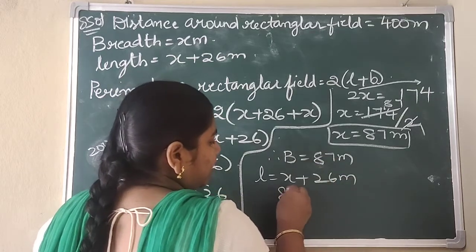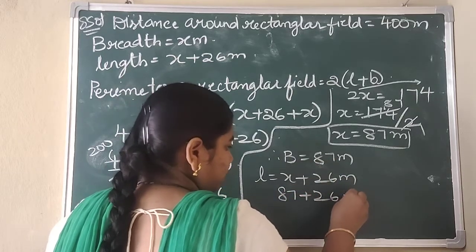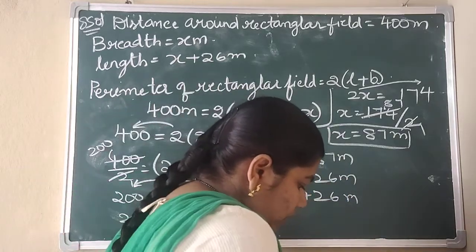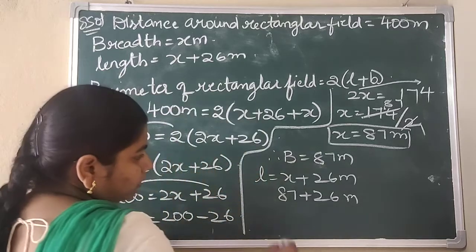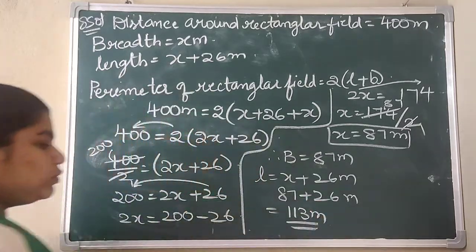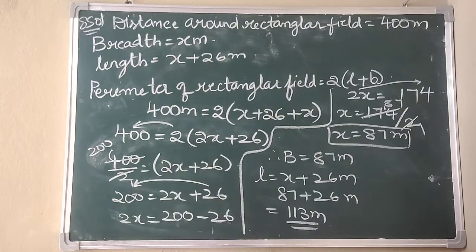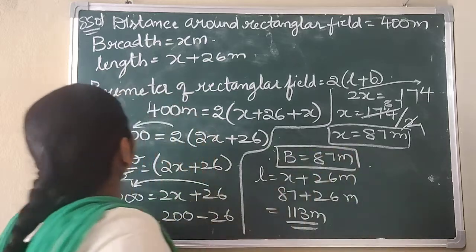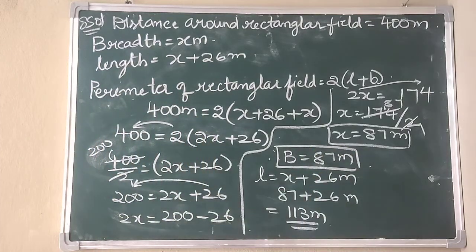X is nothing but 87, plus 26 meters. So 87 plus 26 is how much? That will be equal to 113. That is 113 meters. So the length value is 113 meters and the breadth value we got as 87 meters. So this is our 8th solution.